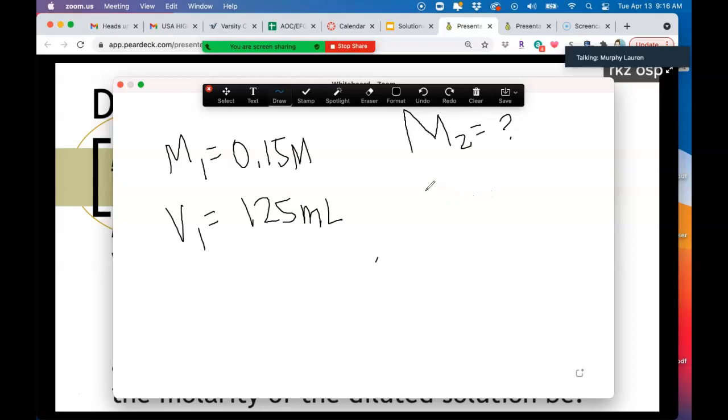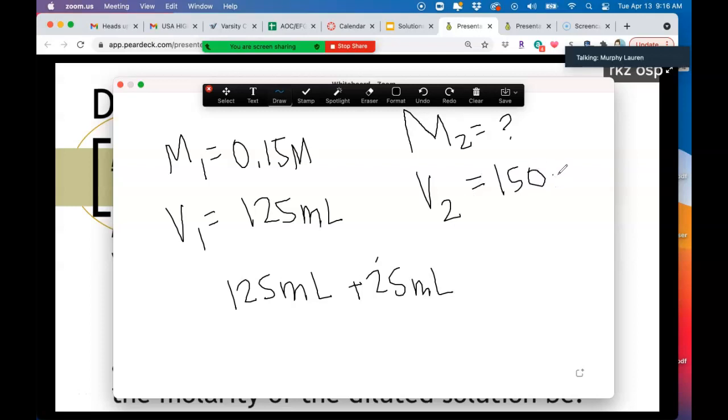Now, you have to be very careful for V2. What is the new volume? And this is where kids get mixed up. Is it 25? If you have 125 milliliters of stuff and you add 25 milliliters of water to it, your new volume is 150 milliliters because there was this much and then I added this much more.